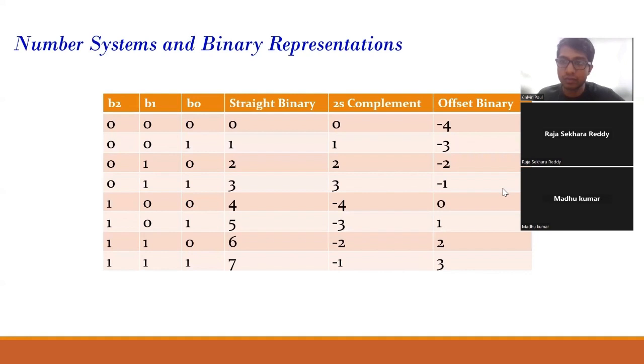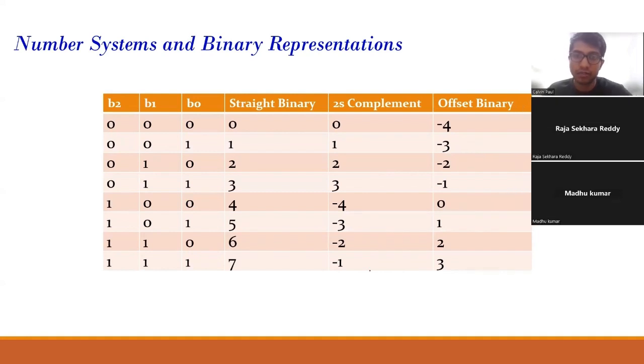So let us consider this case. This is for a 3-bit representation. Based on these bits, straight binary will be of this form. 2s complement will be 0, 1, 2, 3, and when it is 2s complement, the range will be from -4 to +3. Similarly, for offset binary, the range will be -4 to +3.